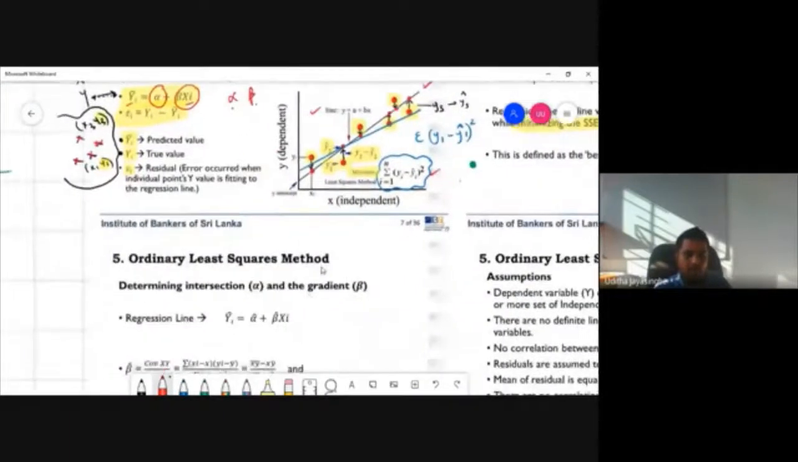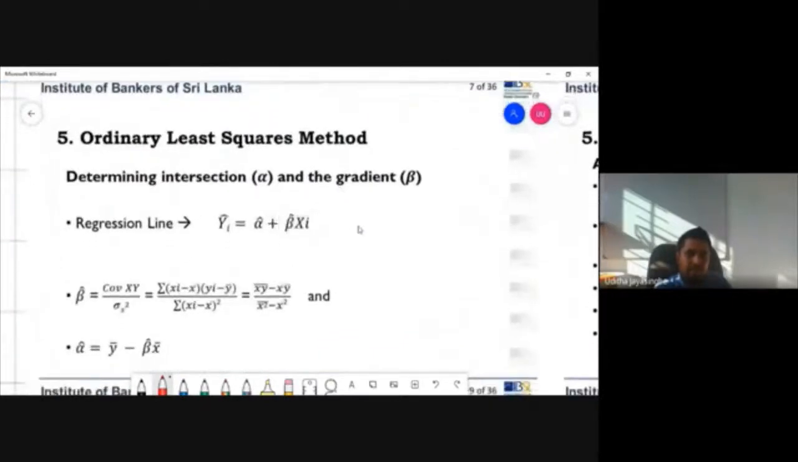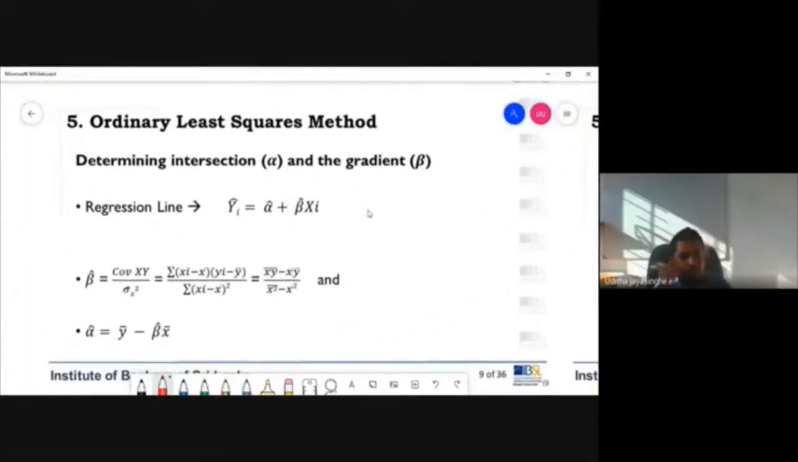Fine. Now this is the equation that we are going to use for this ordinary least squares method. We have learned this previously. The correlation, we are going to utilize that. Now this regression line, in its mere formation, we used to call it y equals alpha plus beta x plus this error term.